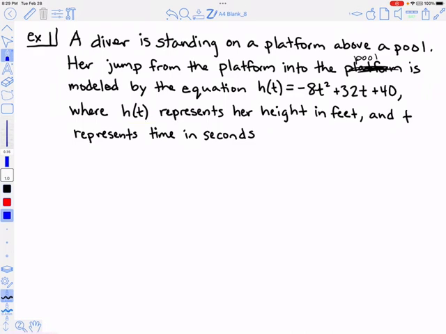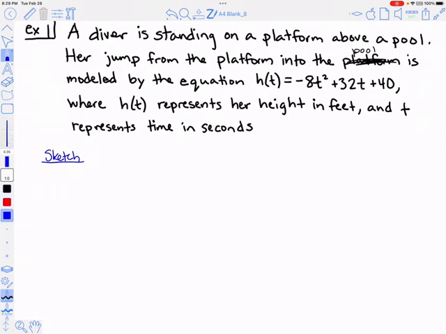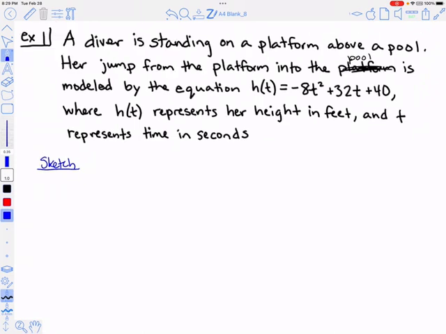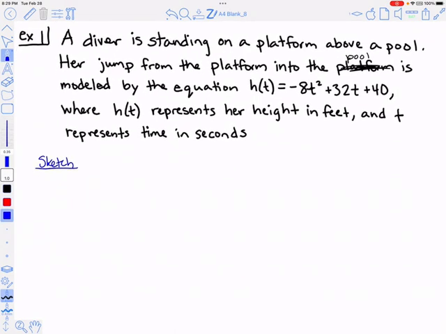All right, the first thing I want you to do anytime you're doing a word problem is sketch the situation. In this context, the sketch is going to be so important for helping you understand what you want to find to answer questions. Notice I haven't asked a question yet. Let's make a sketch of what we know.